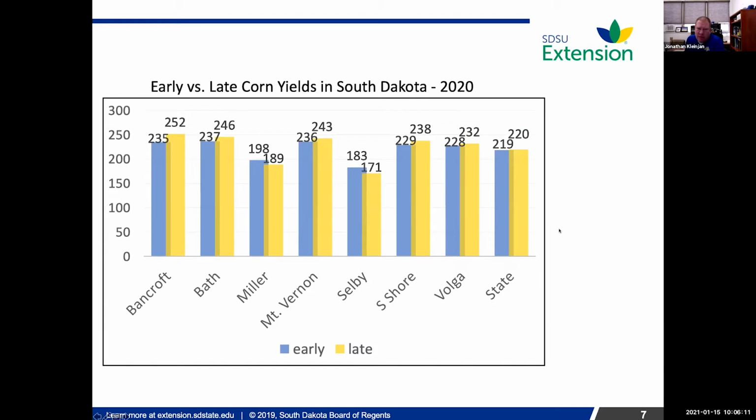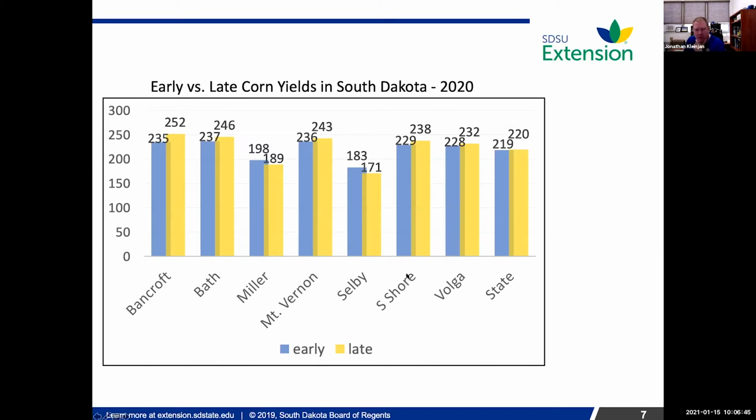So I kind of alluded to this before when I showed you the trial results page from Brookings, but each location is split into 2 trials. We have an early trial and a late trial. So for instance, Brookings or Volga, same site, 100-day or less is considered the early trial, and 101 and more is considered the late trial. Bath, the split is 95-day and below is the early trial, 96-day and above is the late trial. And then Mount Vernon is 103-day and below is early, 104 and above is late.